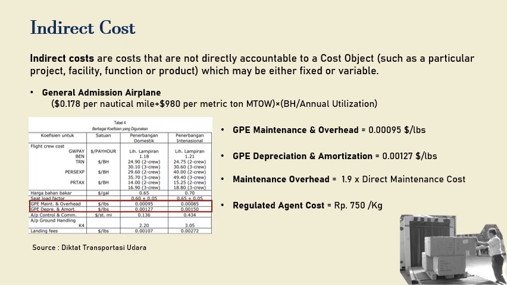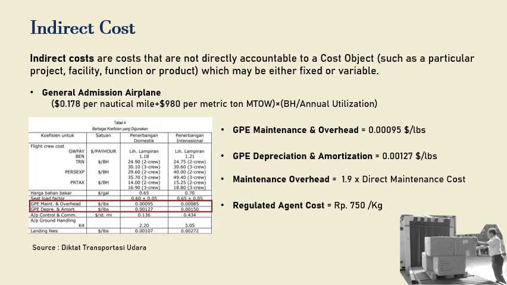As for the maintenance overhead, it is 1.9 times the direct maintenance cost in the direct cost. And the last one is the regulated agent cost, which is a fixed cost at 750 rupiah per kilogram.